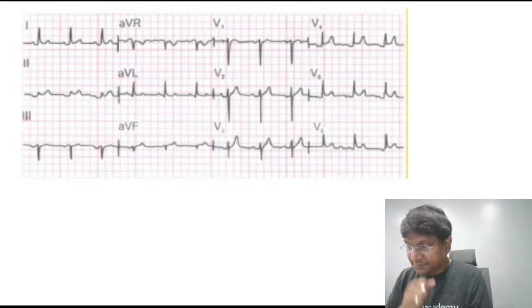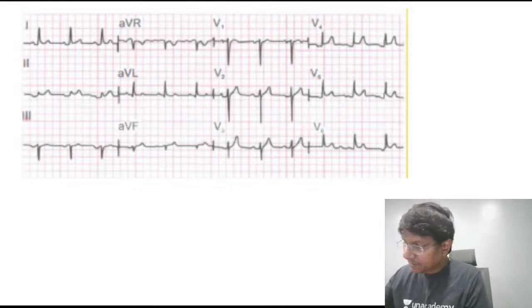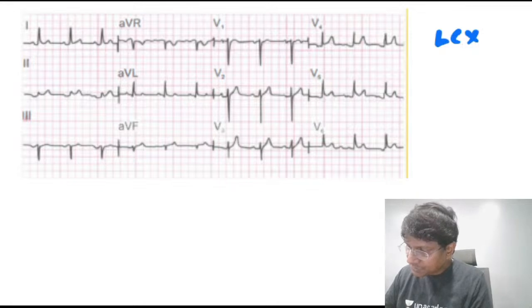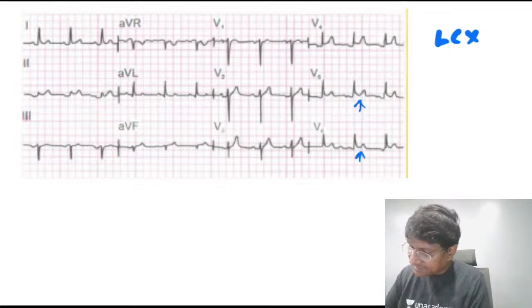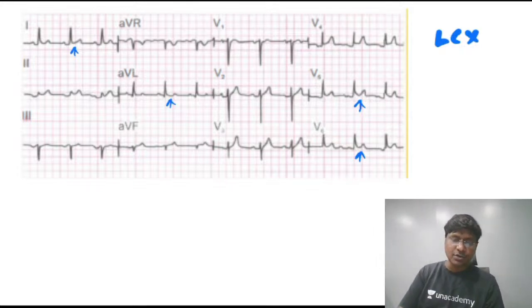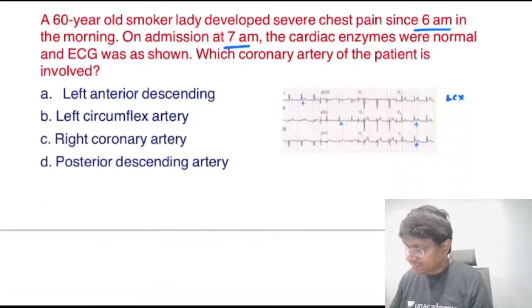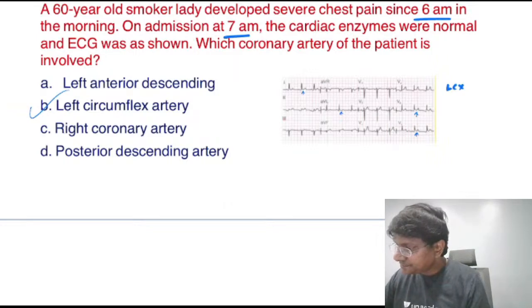Right. So, not right coronary artery, it is the left circumflex artery. What you are noticing here is a concave ST segment elevation in leads 1, AVL, V5, V6, which is suggestive of the lateral wall leads, which are supplied by the left circumflex. Okay, so the answer is B. Now we move on to the next question.